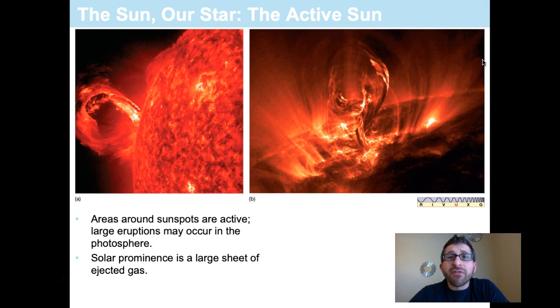Areas around sunspots are very active, and as we've discussed in previous videos, these loops here are caused by the magnetic fields extending out from the sun, from the south towards the North Pole of the magnetic field lines. As those magnetic field lines come out of the surface, charged particles, or plasma, which the sun is made of, are able to flow along those paths.